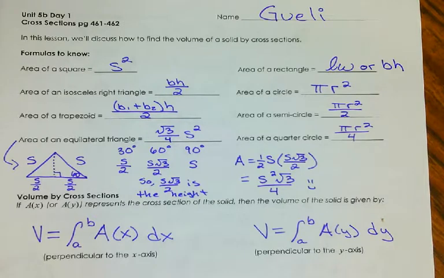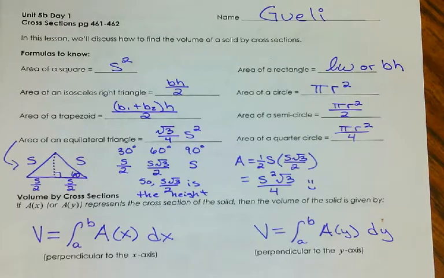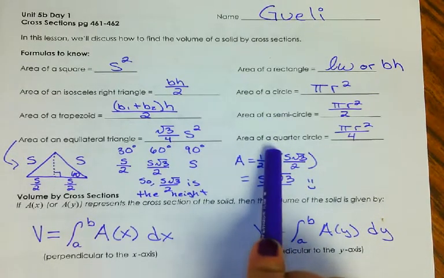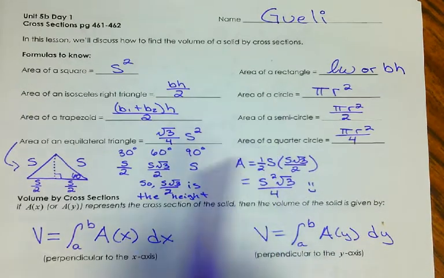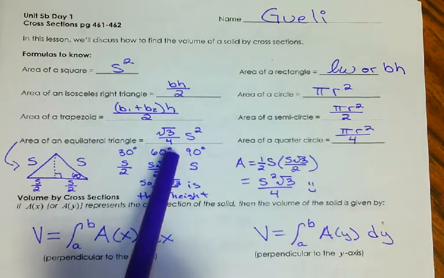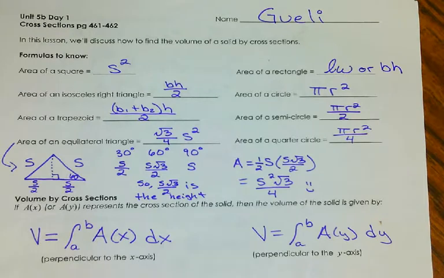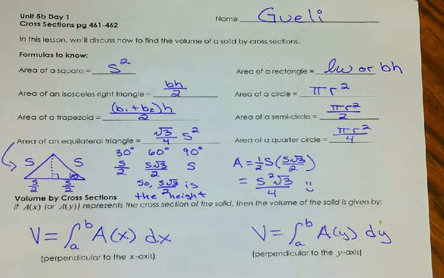So obviously the area of a square is side squared. An isosceles right triangle, we've got base times height over 2. Rectangle and circle, those should be very familiar to you. And then semicircle and quarter circle, okay? The only one that's a little bit tricky is this equilateral triangle, and if you needed to, you can derive that formula. I have kind of a little trick here to derive it using the special triangles, or you could just memorize that formula. That one's not used as often, but just in case it pops up, you can be ready.